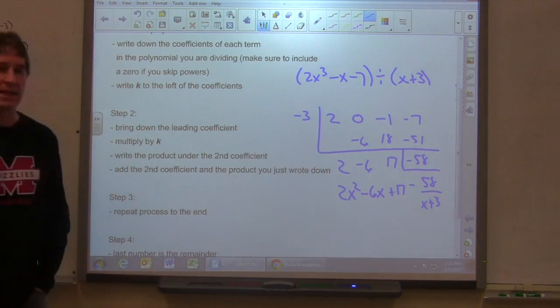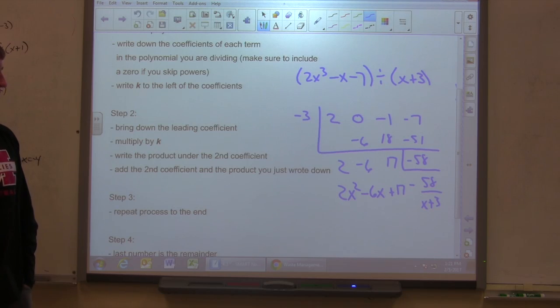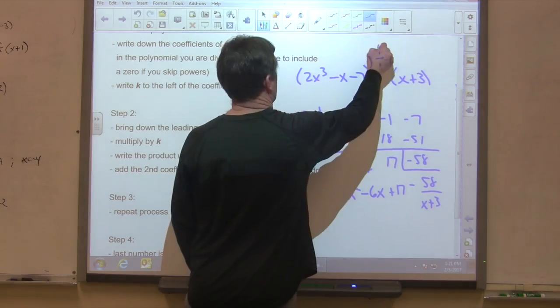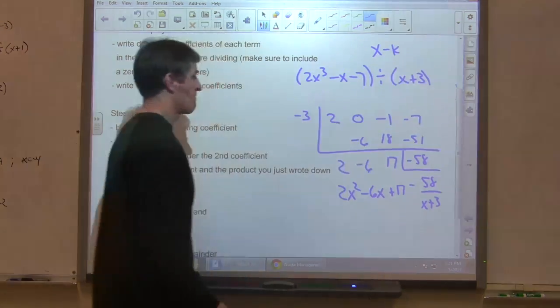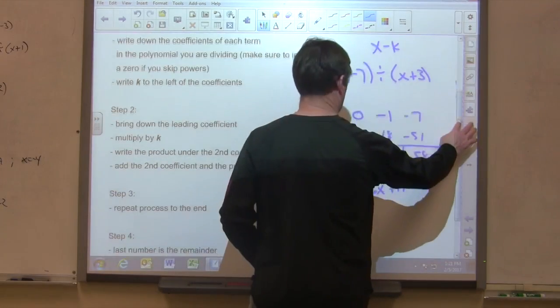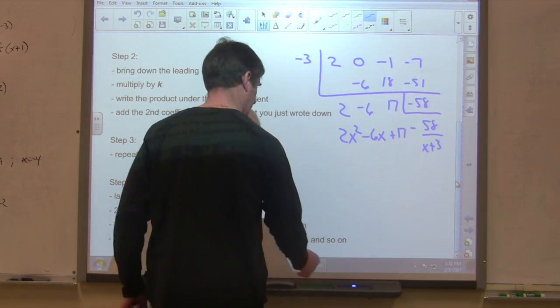So you can see how quickly it is to do instead of the long division. But again, you can only use it when it's in the form of x minus k. All right? So that's the long division and the synthetic.